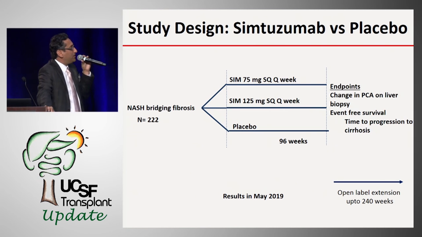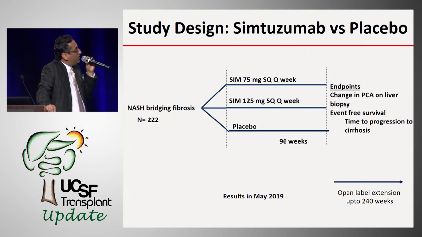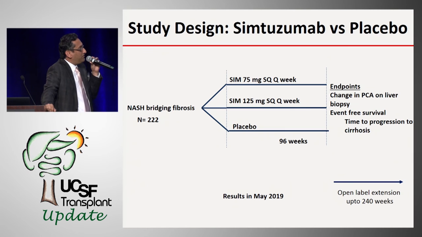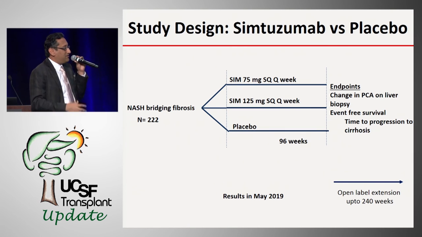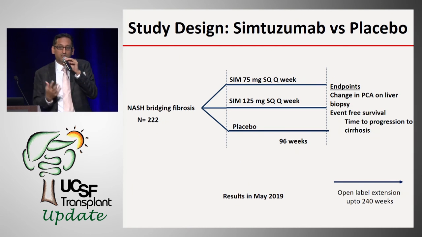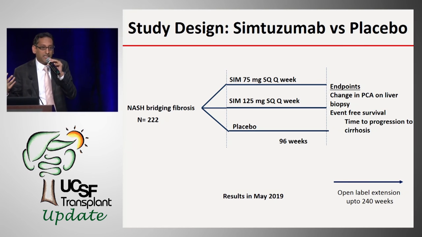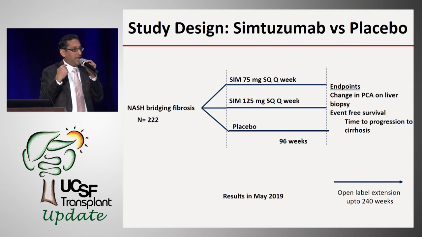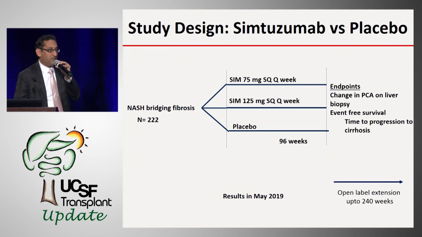They also had a similar design, but with a subcutaneous form, for patients with NASH and stage 3 fibrosis. Their endpoint is change in the liver biopsy, which is morphometric changes, and event-free survival. Again, we have to see what the results will be, but this is the first antifibrotic agent, and their interest is whether they can reverse the fibrosis and improve portal hypertension. This medication also just finished a trial in primary sclerosing cholangitis, and we're waiting for the results.